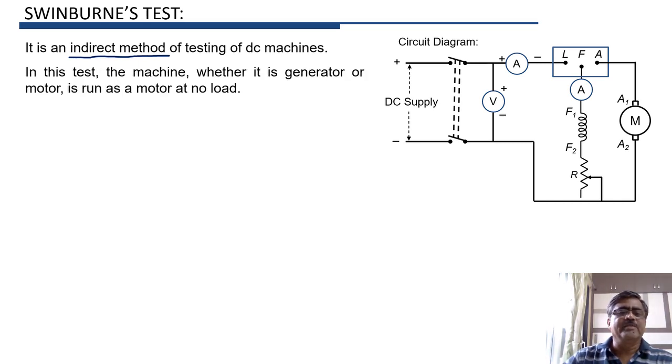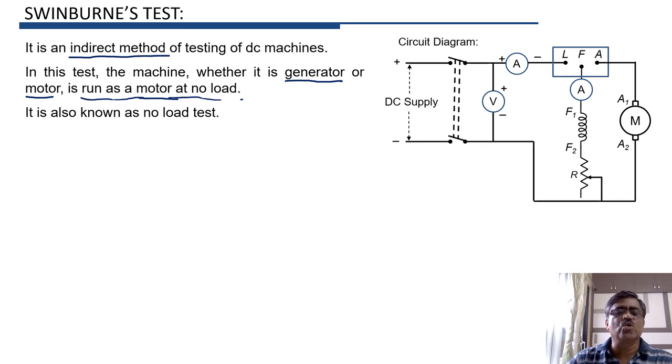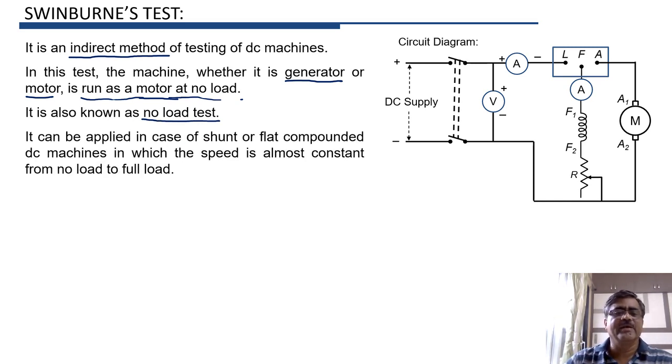So in this method, the machine is always run as a motor at no load. So here the machine, whether it is generator or it is motor, it is always run as a motor at no load. And therefore the method is also known as no load test. So this Swinburne's test or indirect method, it can be applied in case of shunt machines or flat compounded DC machines. In these machines, speed is almost constant from no load to full load, and the field current is also constant from no load to full load.